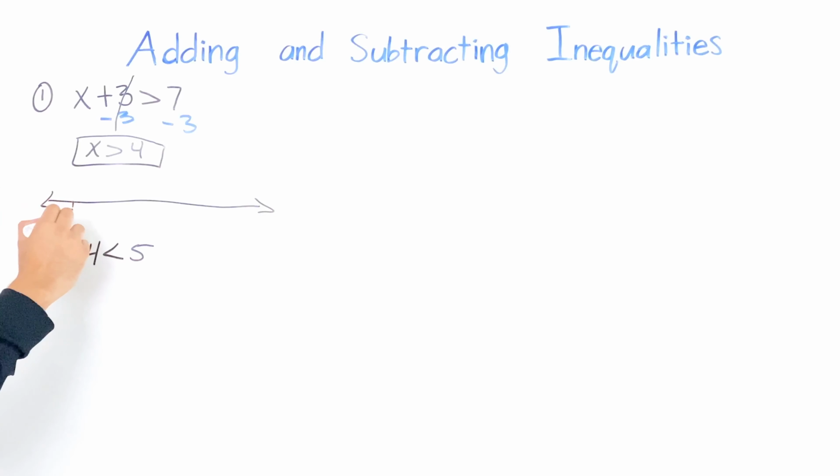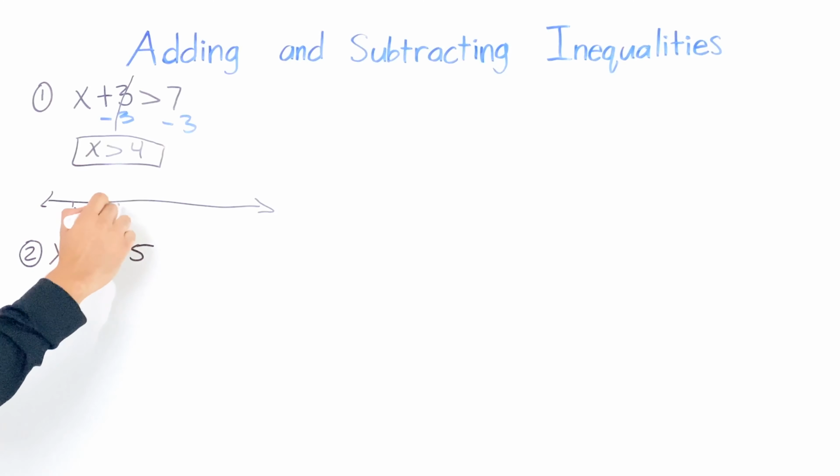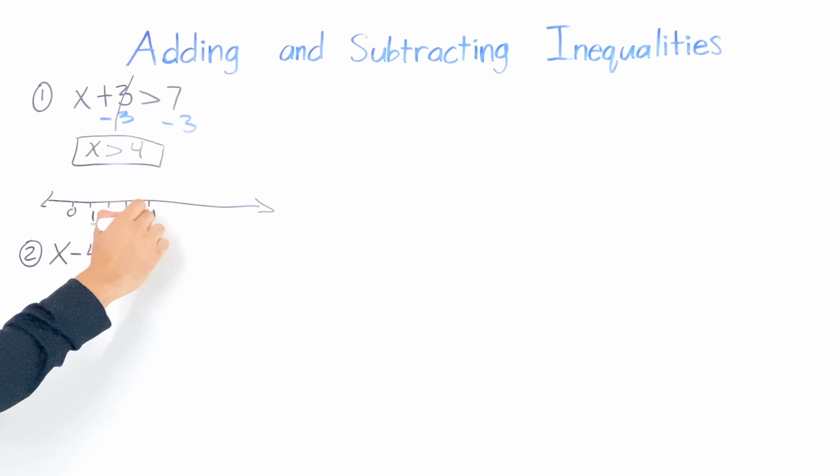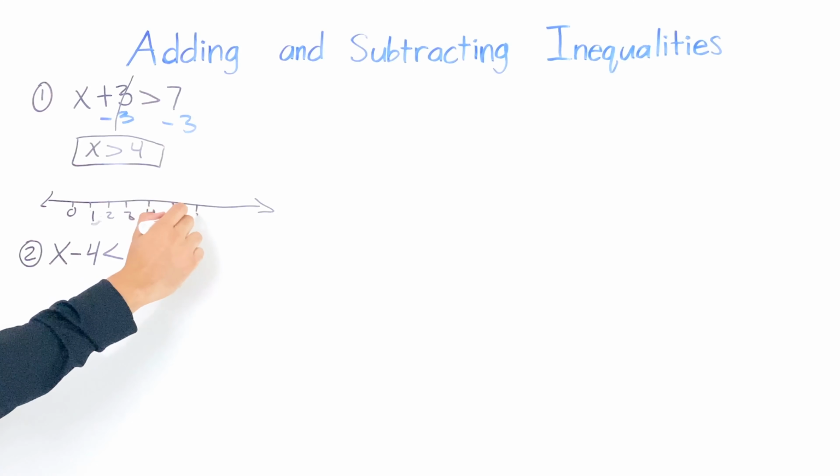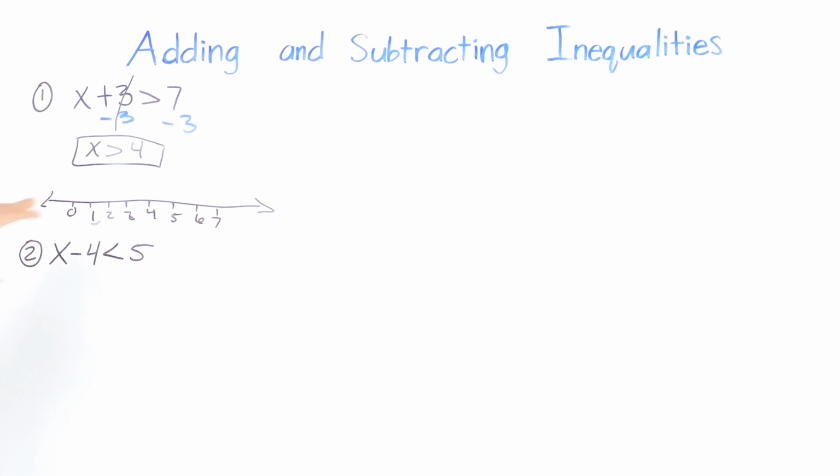You can start it with 0, 1, 2, 3, 4, 5, 6, and so on. You can stop or continue going as much as you want to. Then we're going to start at 4. So on the number line, we're going to look for positive 4. Now it's going to be an open circle.